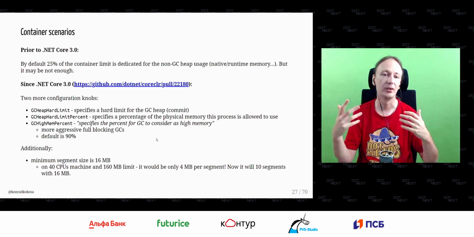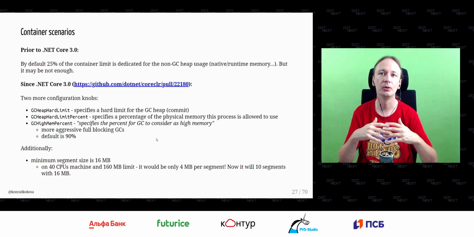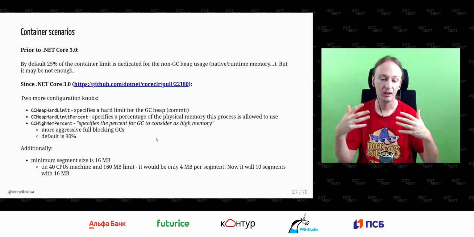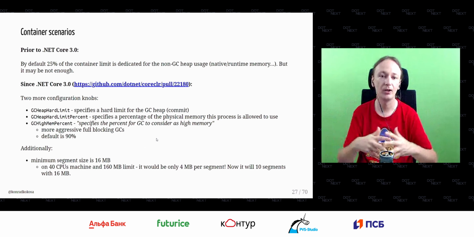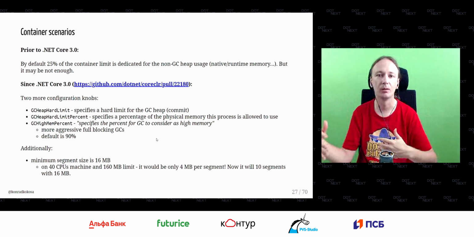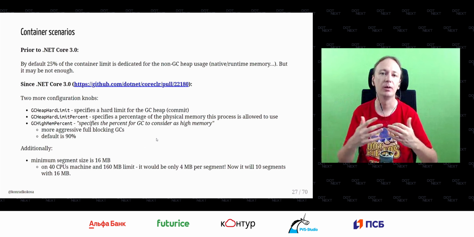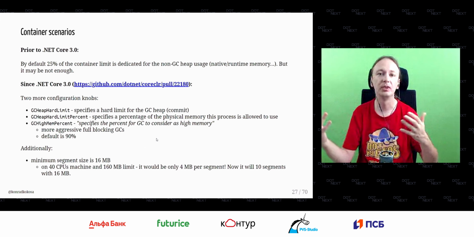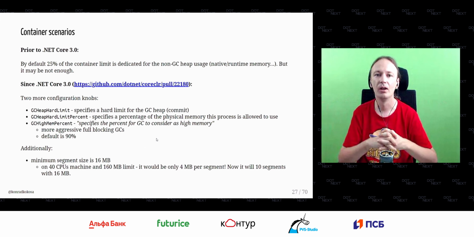There is a hard limit percent also, but typically we will use the GC hard limit, simply saying, for example, that this instance of this application should not use more than, for example, 500 megabytes. And this is a hard limit for the managed heaps maintained by the GC. So it is just that. I mean, there is no place for misinterpretation. This is just the limit.